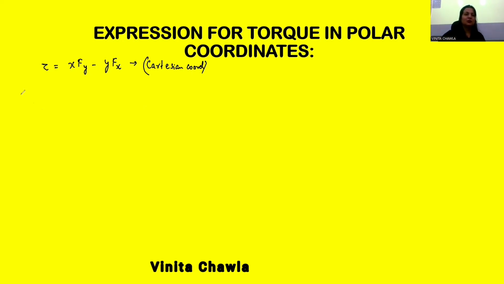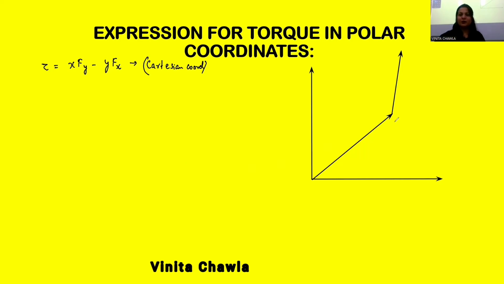Again, consider the same situation. Draw a coordinate axis first. We have a particle at point P, and we are applying force in this direction on the particle. So this is the position of the particle and this is the direction of force. The angle the position vector makes with the x-axis is theta. This is your x-axis. The initial position of the particle was x, y. And we have applied force in a direction at an angle phi. So this is the direction of force. The force makes an angle phi with vector r.